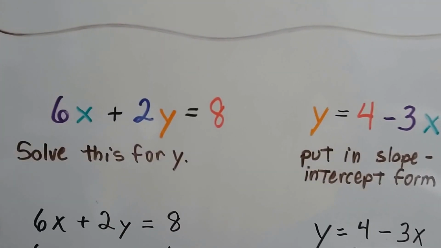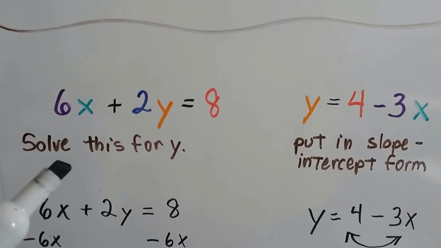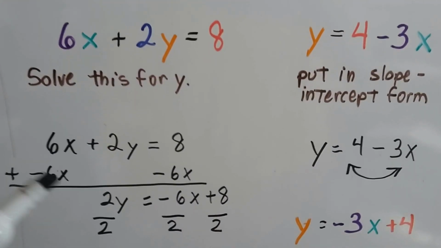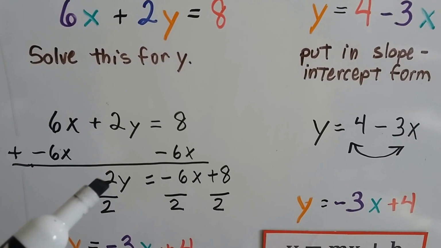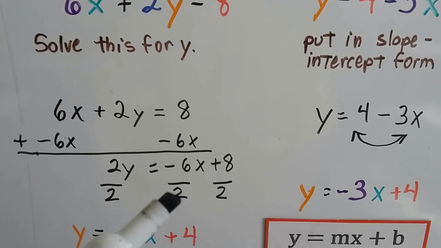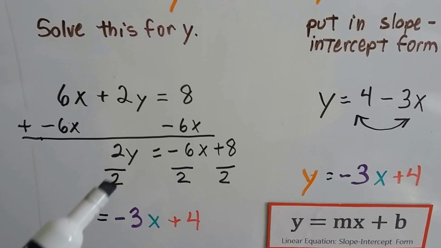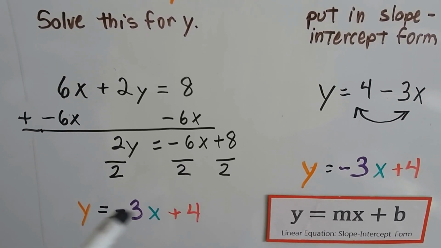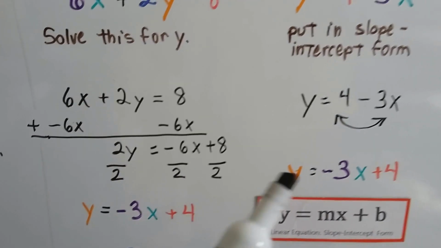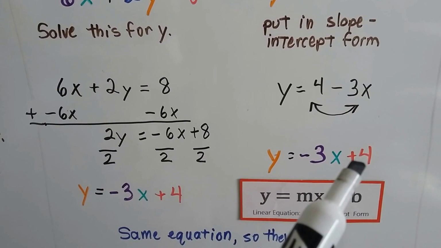Let's take a look at these two. They need to be solved for y for the first one and put into slope-intercept form for the second one. So we solve this one for y, and we add a -6x to each side of the equation. That's going to create a 0 pair here and eliminate it. Now we have 2y equals -6x plus 8. We can divide each of these terms by this coefficient 2, and that will make this become a positive 1y equals a -3x plus a 4 for this equation. For this one, we just need to rearrange this side, and we get a -3x plus 4 on this side.